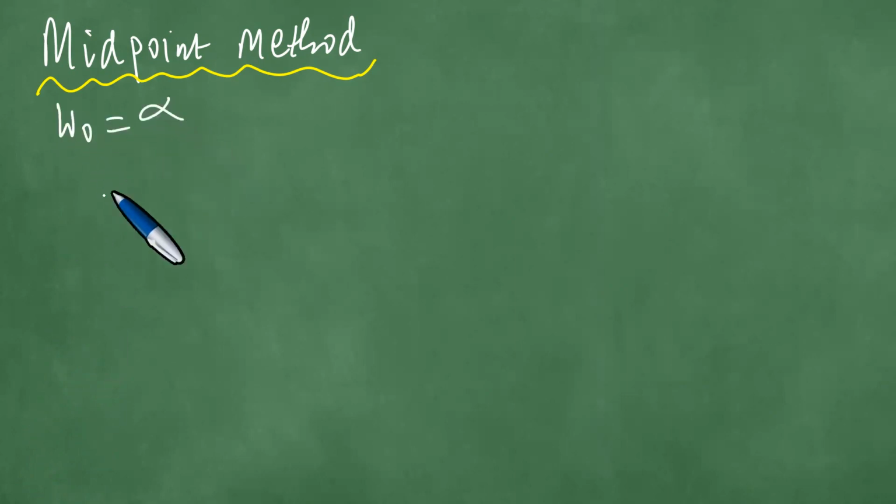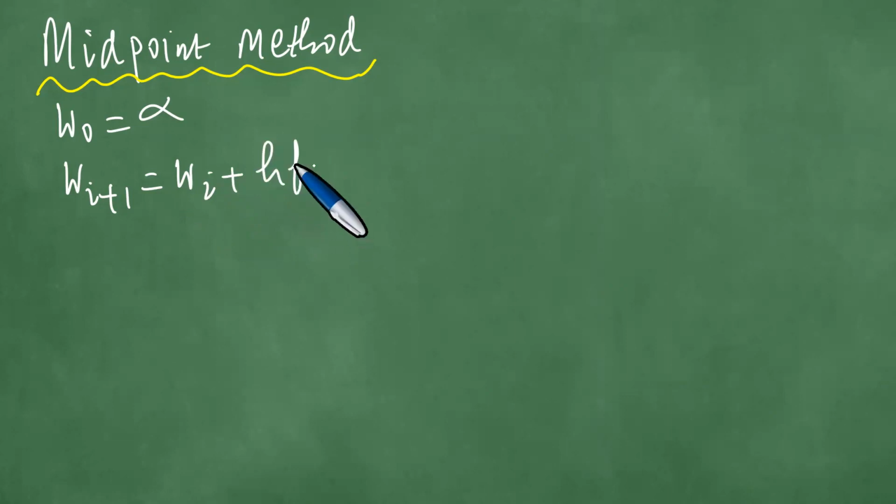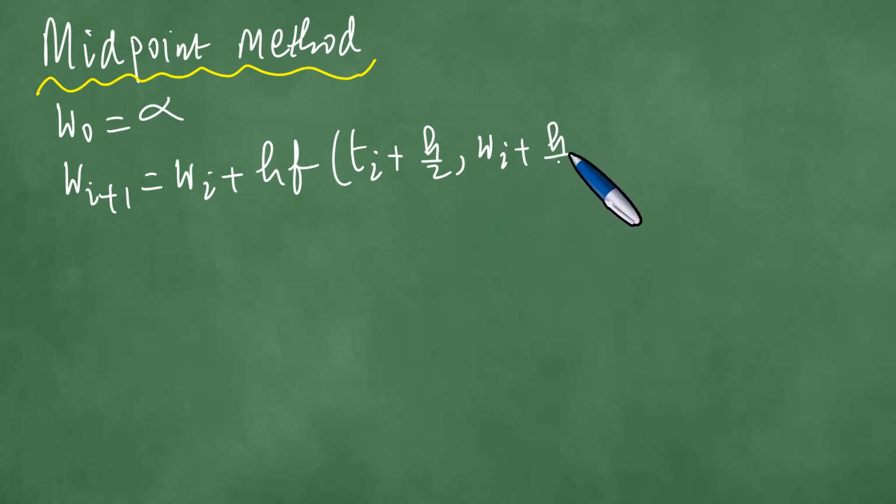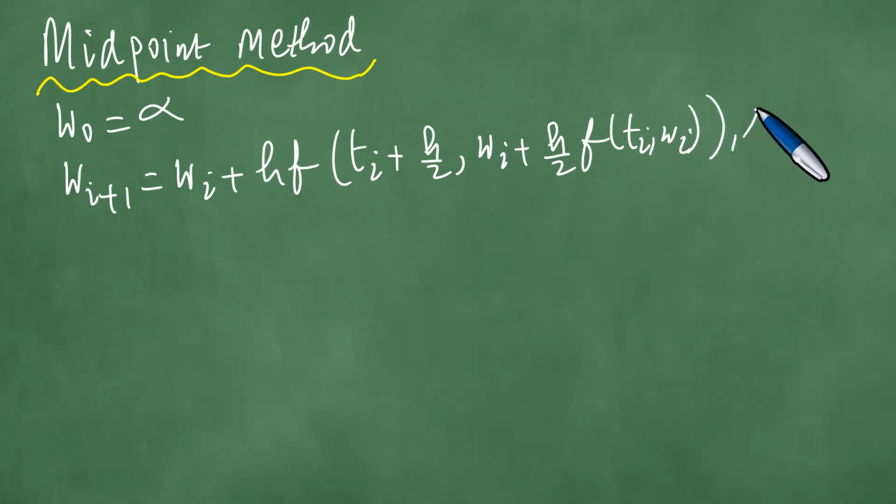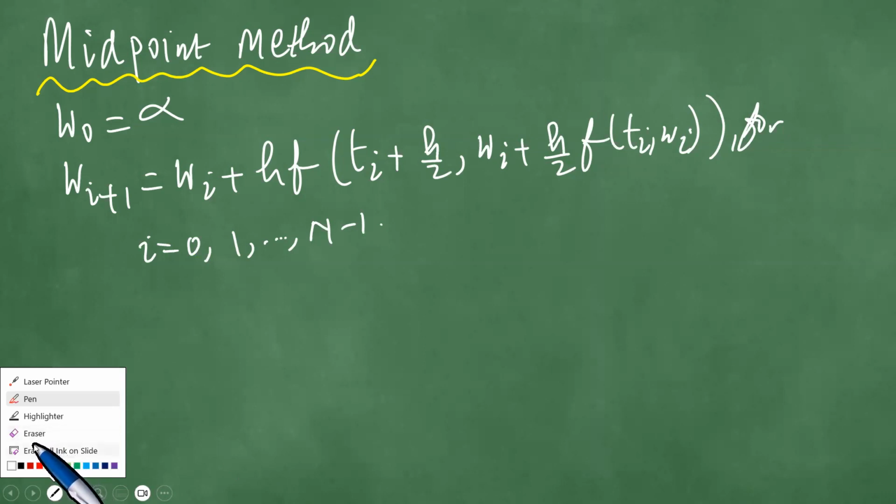The formula for the midpoint method says we have an initial value W0 is alpha only, and then Wi plus 1 is exactly Wi plus hf of Ti plus h over 2, Wi plus h over 2 f of Ti, Wi, for i equals 0, 1, and so on. This is the formula for the midpoint method.